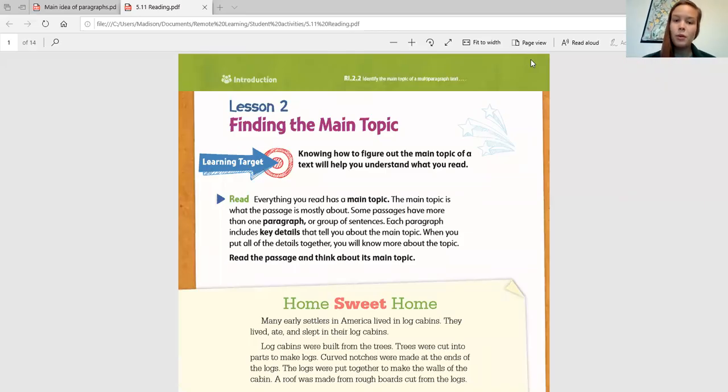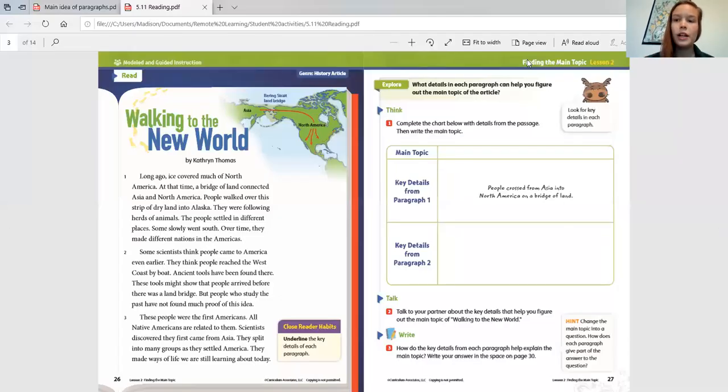Okay, so remember that when we're reading the main idea, what the passage is mostly about, it helps us understand what we're reading. And when we're reading a nonfiction piece, it can be helpful to look at what the main idea or the key details are in the different paragraphs or in the different chapters or sections of the book if it has headings within it. So we're going to get started looking at one with the different paragraphs and figuring out the key details in those different paragraphs. Okay, so we're going to read the story Walking to the New World first.